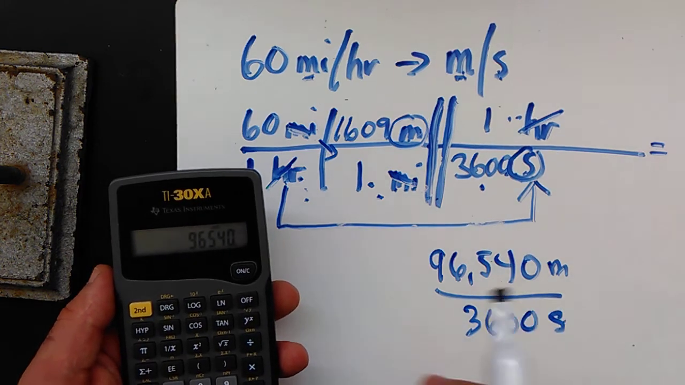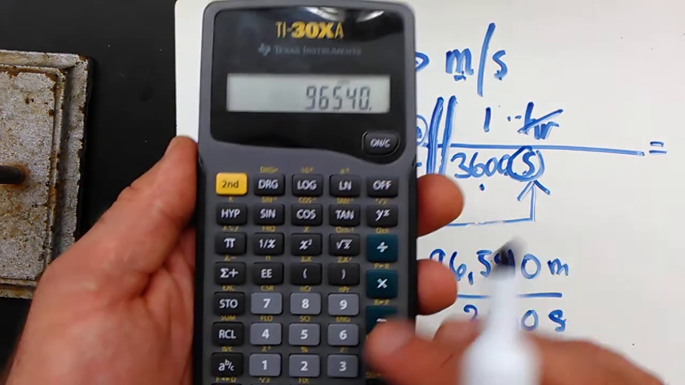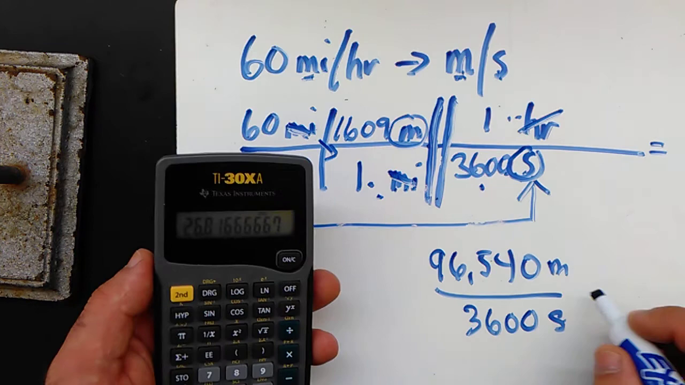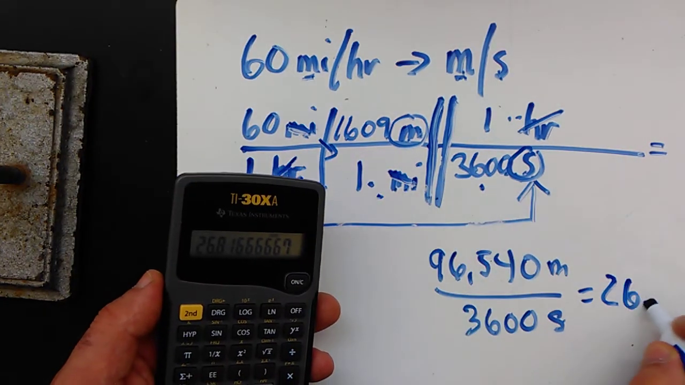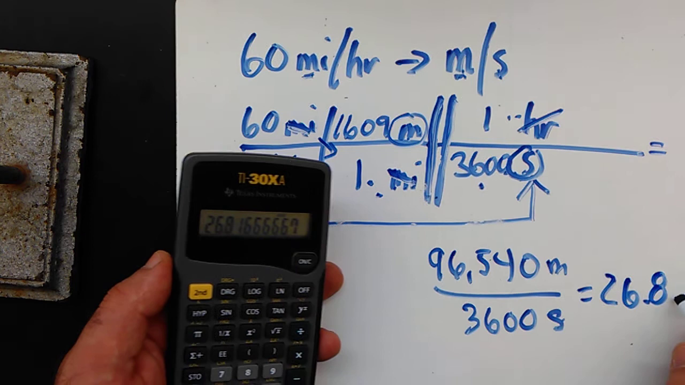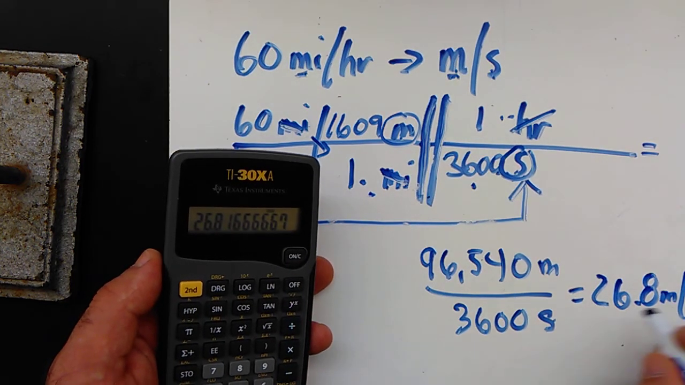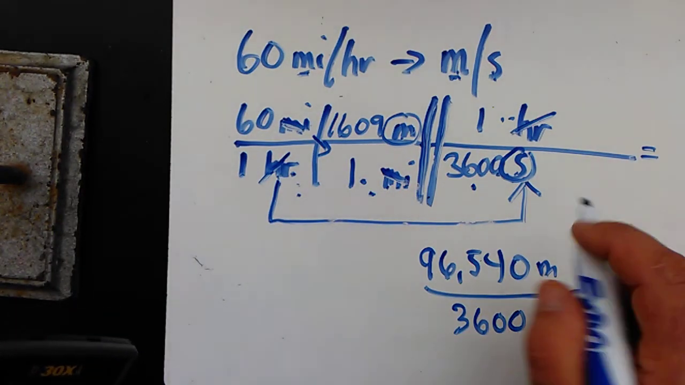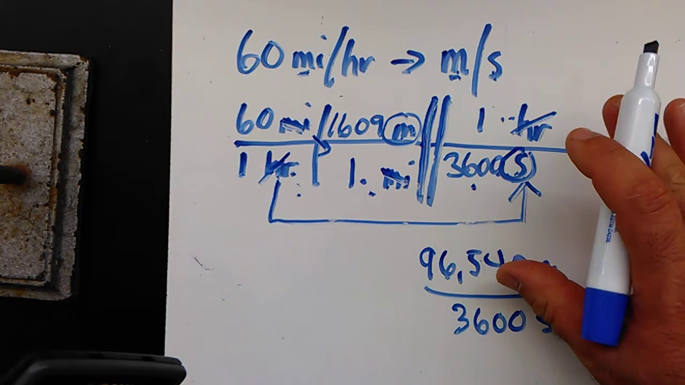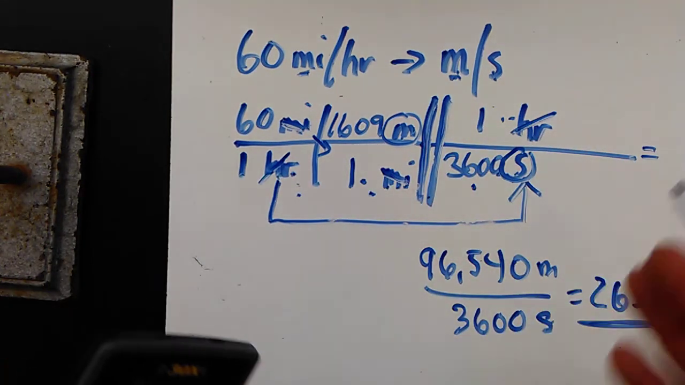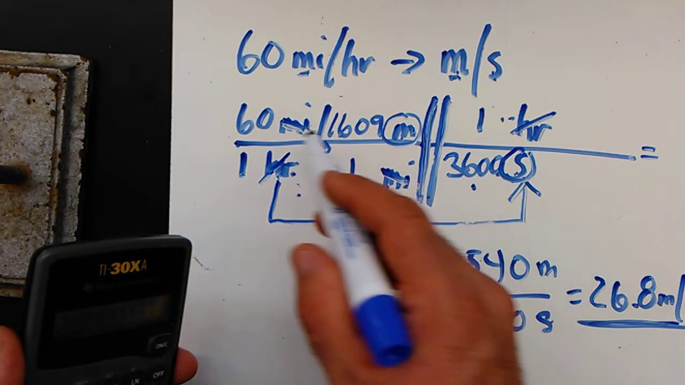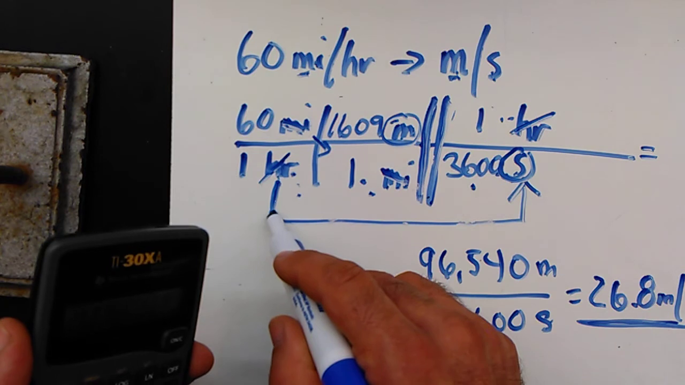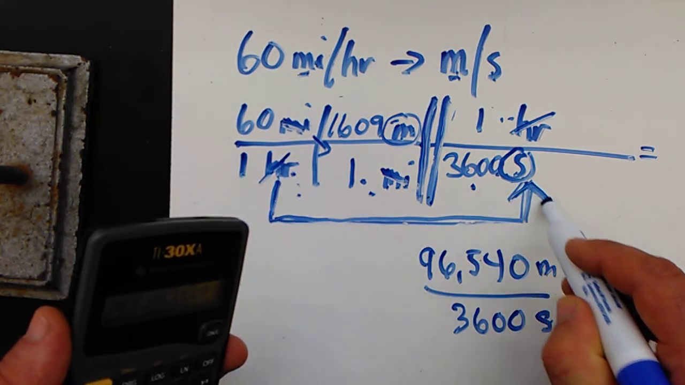Okay, so that's what I've got there. If I divide the two out, I divide by 3,600, and my answer is 26.8 meters per second. Okay, so there's my answer, 26.8 meters per second. And that was just using this method, and I didn't have to really think about it. We just had to know how to use the method and how to convert the top and then finally the bottom. And I always put this little line here to show, all right, now I'm working on the bottom.